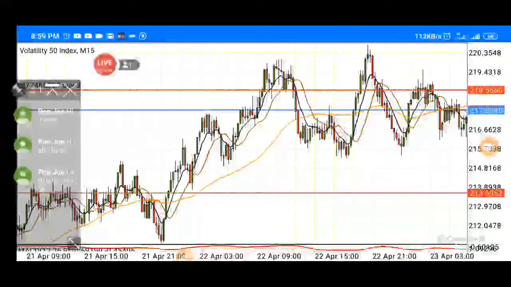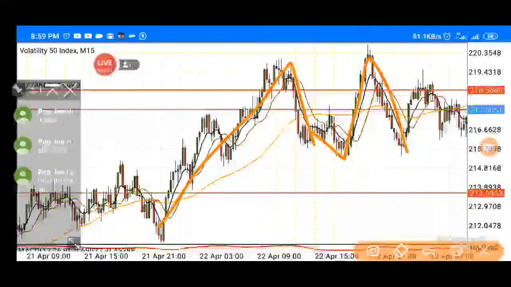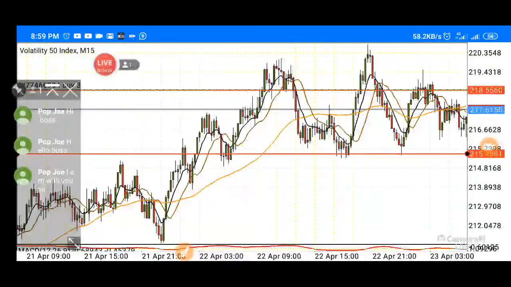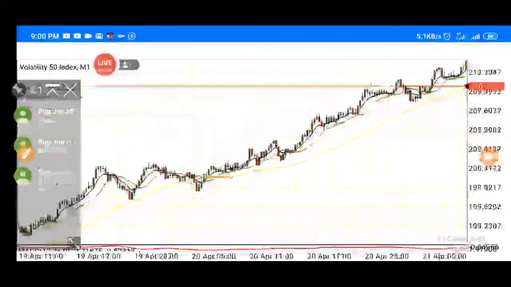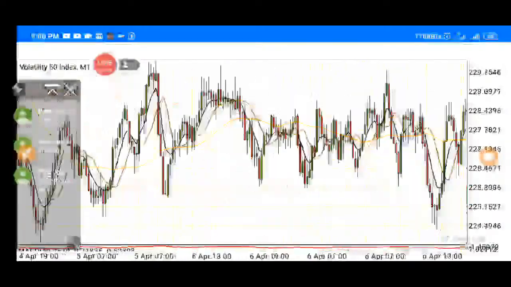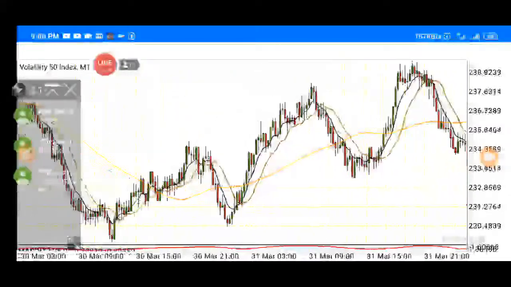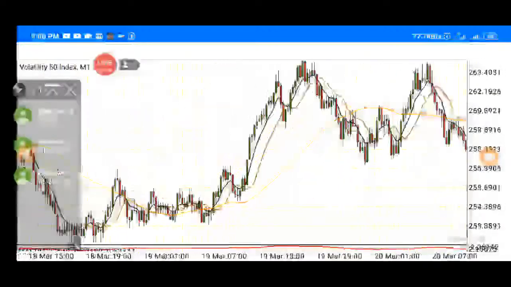So let's look for, okay, this was a double top, this was a double top, but you see what happened, the neckline was not broken, it returned. Sorry about that. So let's look for another double top.